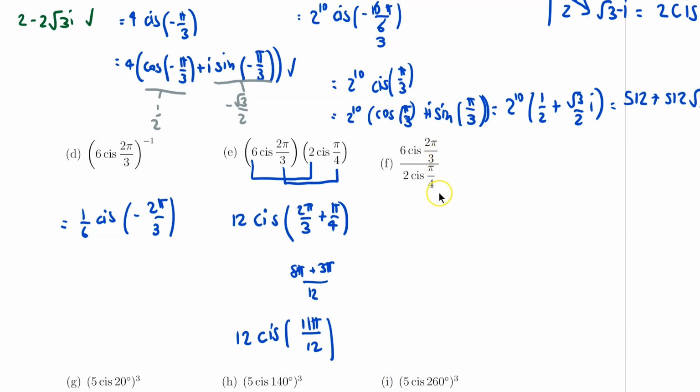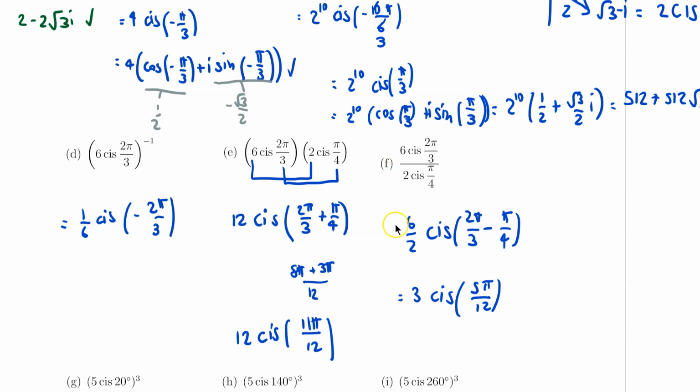Now for the next one, I'm going to divide. So again, I'm going to divide the norm here. So it's going to be 6 over 2. 5 of, I'm going to subtract the angle now. So it's going to be 2 pi over 3 minus pi over 4. So I'm going to get 3/5 of, if I subtract these two, I'm just going to use my number from earlier. It's going to be 8 pi minus 3 pi over 12. So that's going to be 5 pi over 12. So that's going to be my answer for part F here.